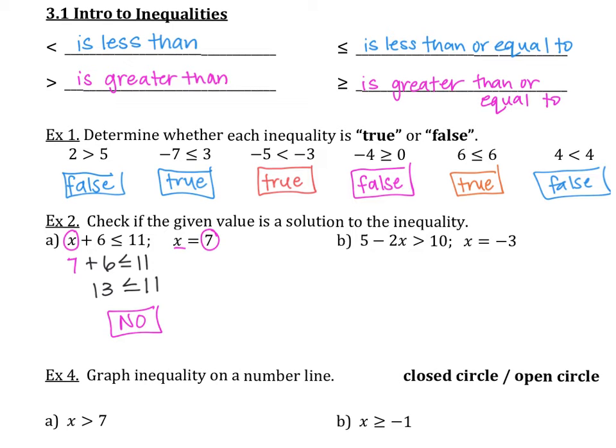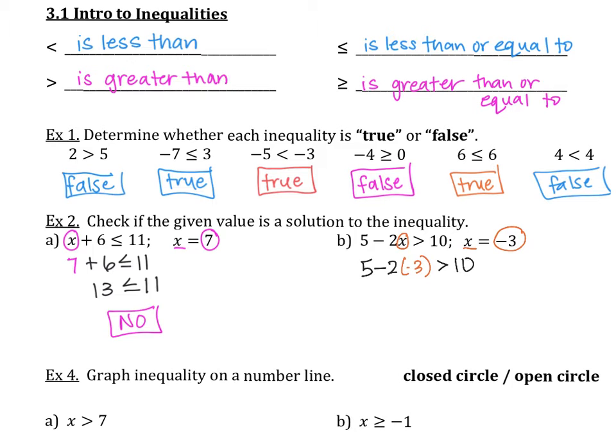Okay, we're going to try the next one the same way. They give me an x value, and they want me to say whether this is a solution to this inequality. So I'm going to plug it in right here. 5 minus 2 times, see, x is -3.